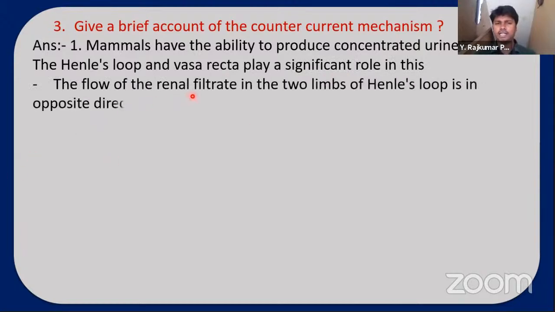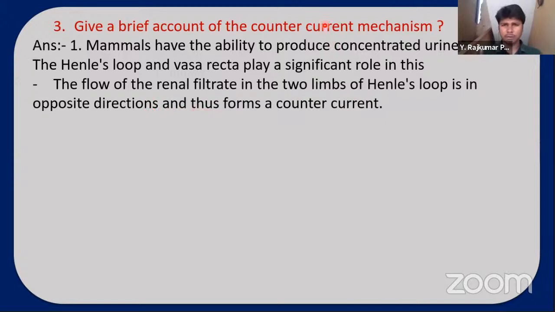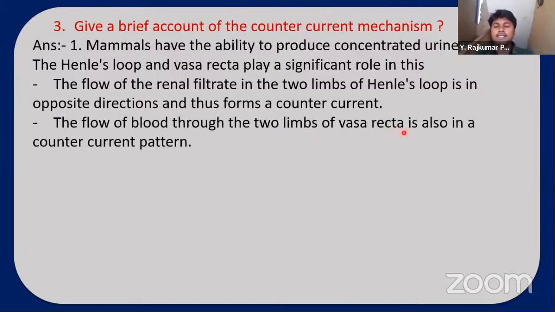The flow of renal filtrate in the 2 limbs of Henle's loop is in opposite direction and thus forms a counter current. The name itself says counter means opposite. Current means flow. Okay, so here the flow of the fluids is opposite to each other between the Henle's loop and vasa recta. Since they are opposite to each other, it's called counter mechanism. Since the fluid inside is flowing, it is called current. Okay, counter current mechanism. Let's see, the flow of blood through the 2 limbs of vasa recta is also in a counter current fashion.